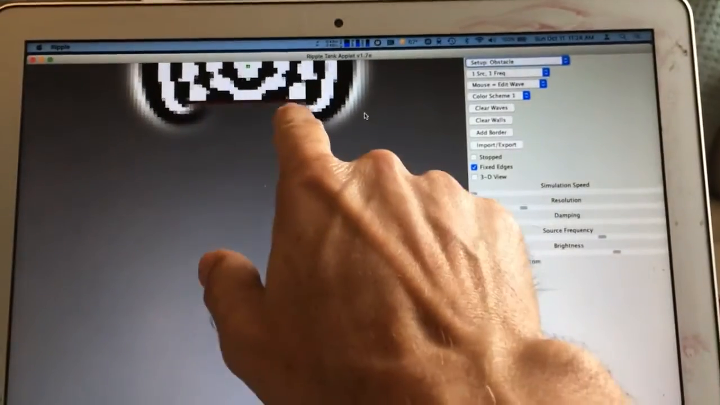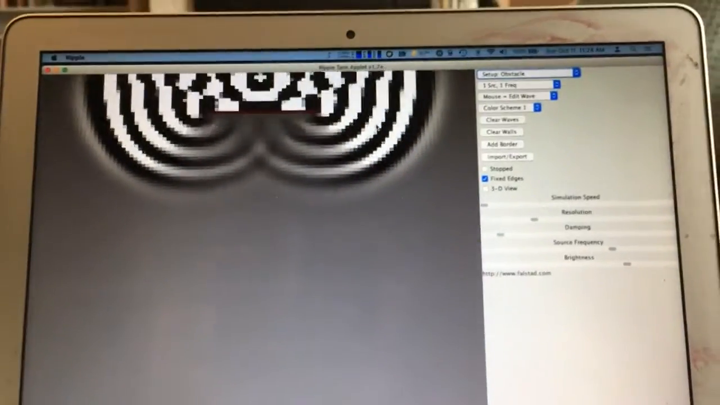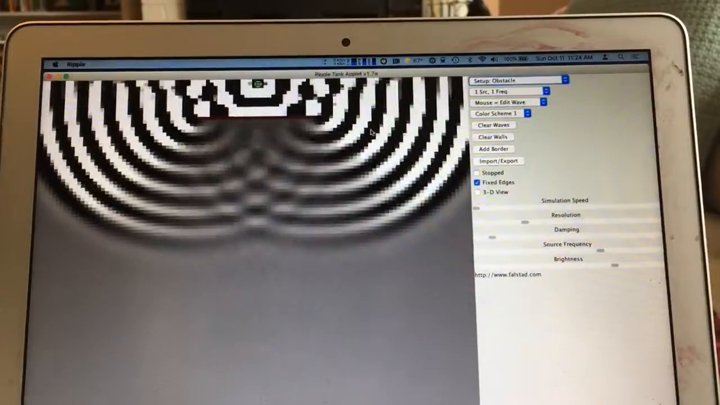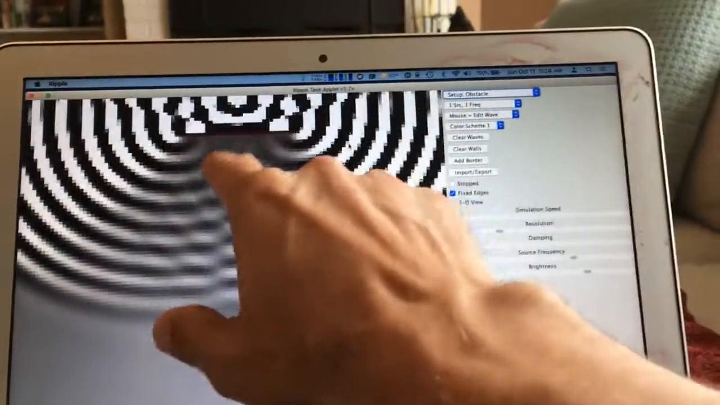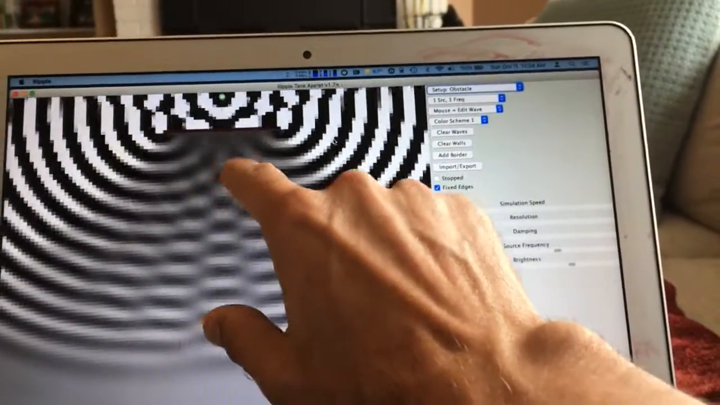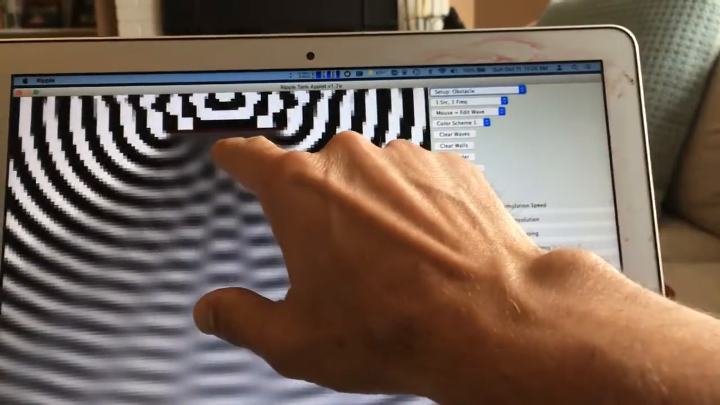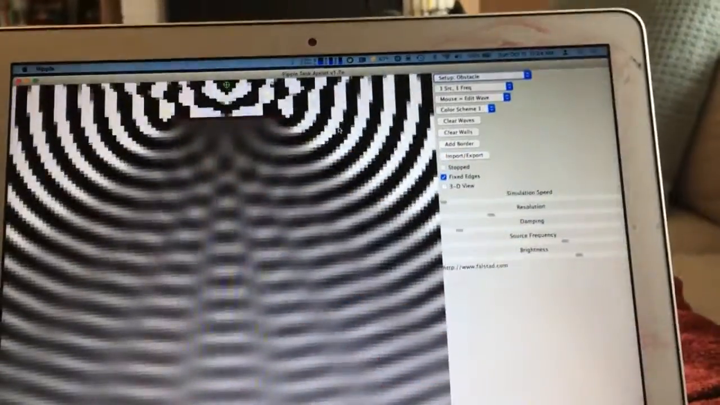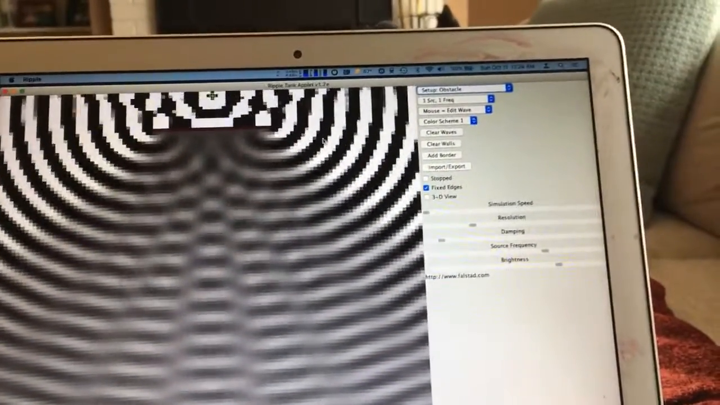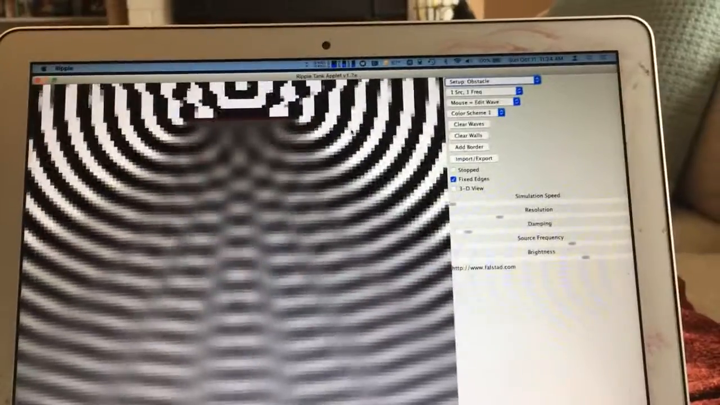Then obstacle. Let's look at obstacle. Okay, so here this red thing is an obstacle, and naively you would expect that there's a shadow region in here. If there's a sound source here and you're standing behind this wall, you might say, well, I shouldn't hear anything. And that's true for short wavelengths, for high frequencies.